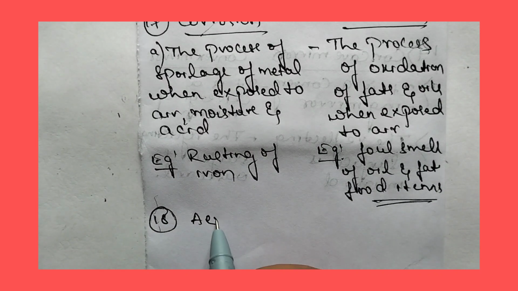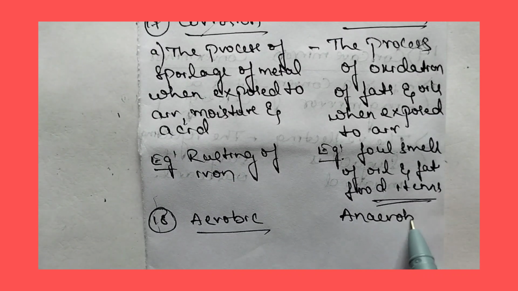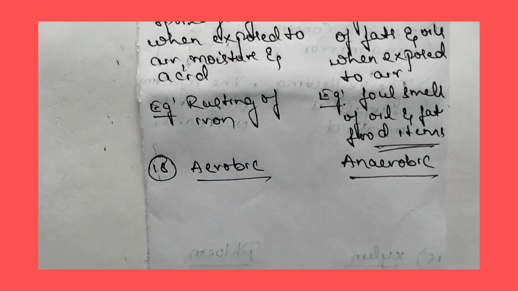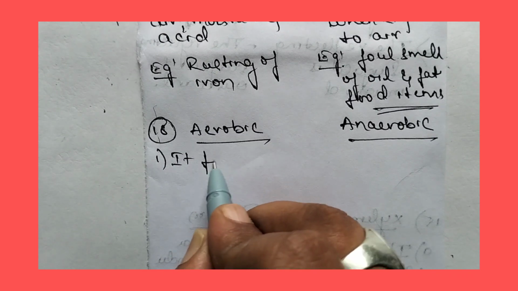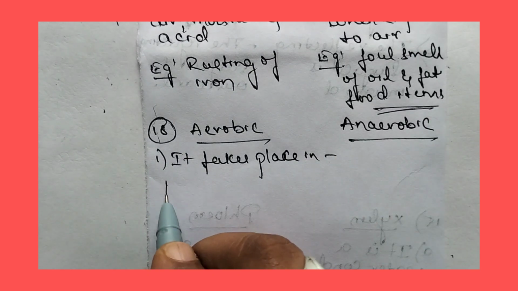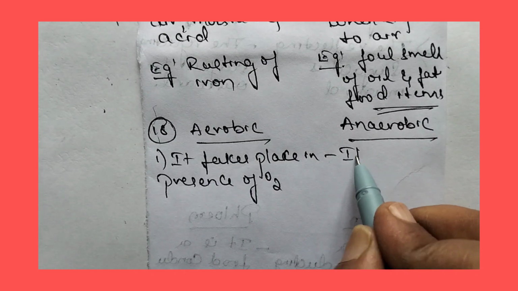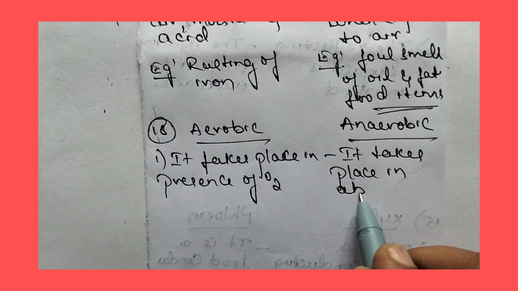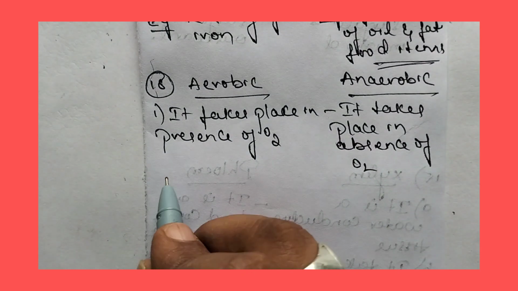Now let us write the differences between aerobic respiration and anaerobic respiration. Aerobic respiration takes place in presence of oxygen. Anaerobic respiration takes place in absence of oxygen. This is the first difference.